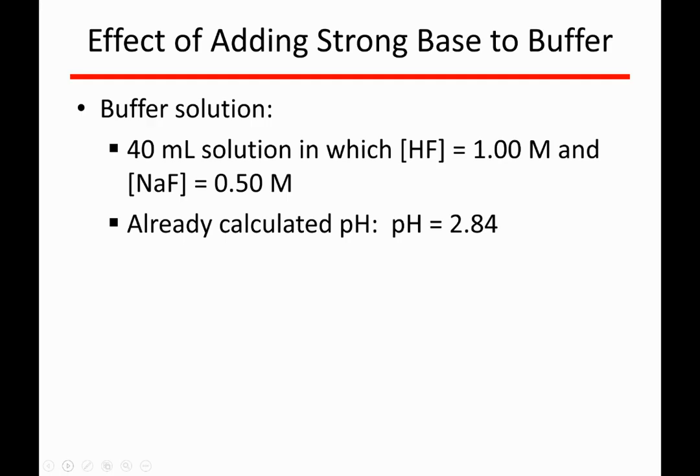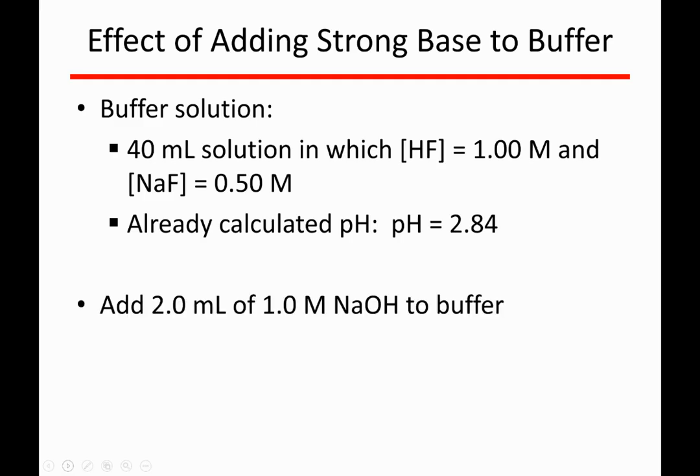Let's say that we're using 40 milliliters of this buffer solution. And now to this buffer solution, we're going to add 2 milliliters of 1 molar sodium hydroxide. We're adding a strong base to the buffer, and we need to figure out what the new pH of the solution will be after adding the NaOH.